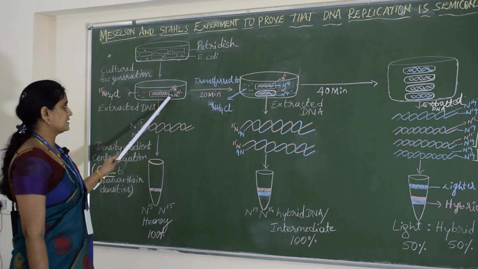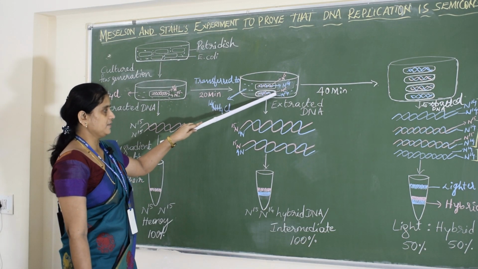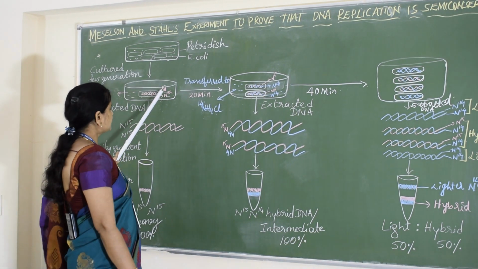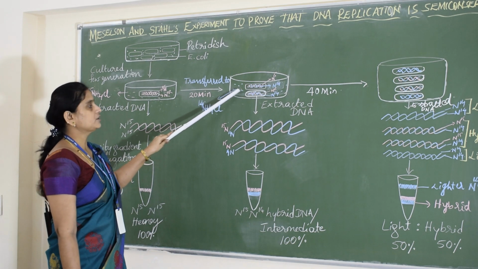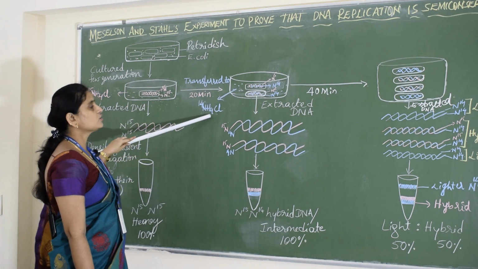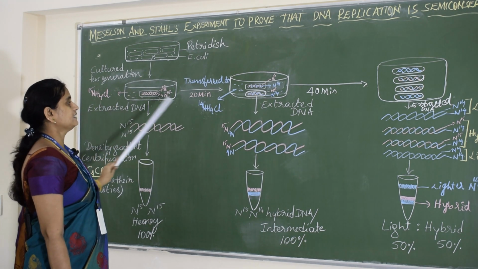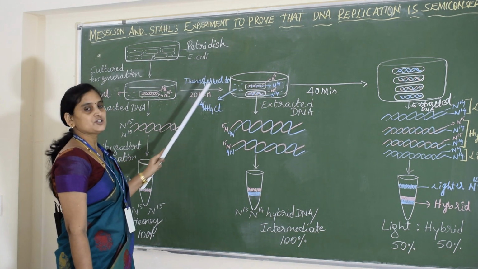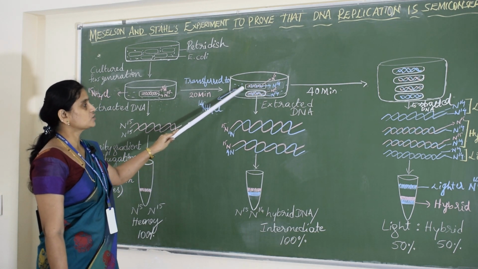Then some of these bacteria were transferred into another nutrient medium where normal ammonium chloride was taken, with N14 instead of N15, that is, normal nitrogen. They were allowed to grow for 20 minutes.